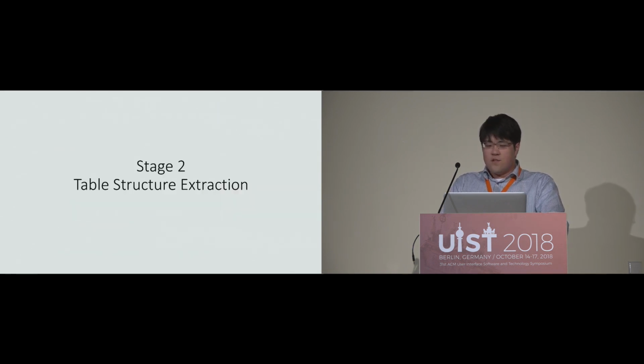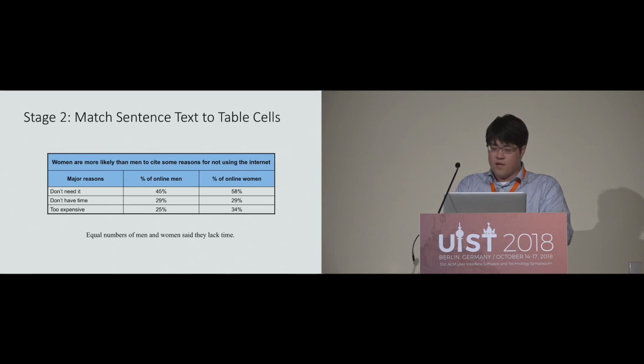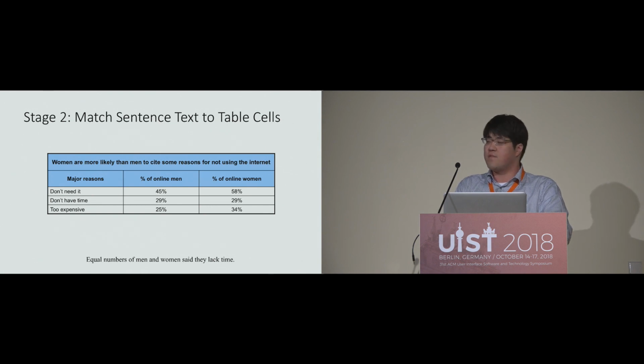In the second stage, our system matches cells in the table with phrases that explicitly describe them. In our current example, directly matching words between the text and the table can find the correct matches for men and women. But matching the phrase lack time with don't have time requires looking at the semantic similarity of the phrases. In order to do this, we first take the sentence and build its phrase tree using the Stanford CoreNLP toolkit.